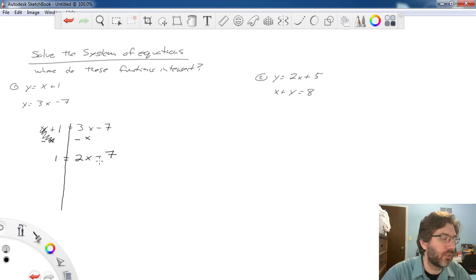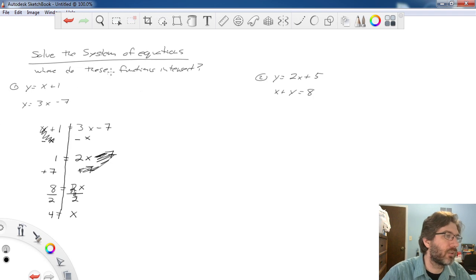And then we can solve for x here by adding 7 to both sides. Remember, do your order of operations in reverse, and you're doing inverses. So we're subtracting 7 here, so let's add 7. And I'm going to add 7 to this side as well. 1 plus 7 gives me 8 over here, and over here this canceled. And that leaves me with 2x. Then to continue to solve for x, again, order of operations in reverse, I'm going to divide this by 2 and divide this by 2. This will cancel, leave me with x, and 8 divided by 2 equals 4. So my x value here, for where they intersect, I know the x value is going to be 4.